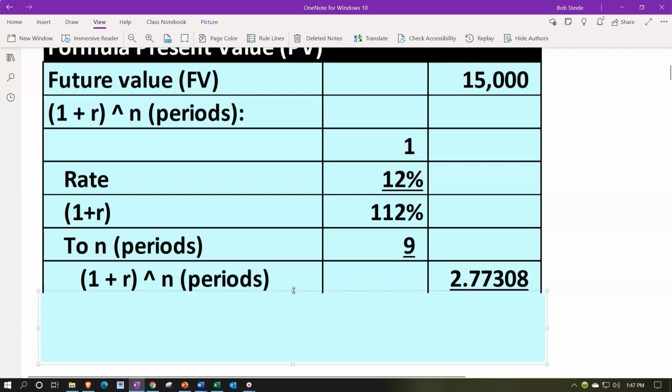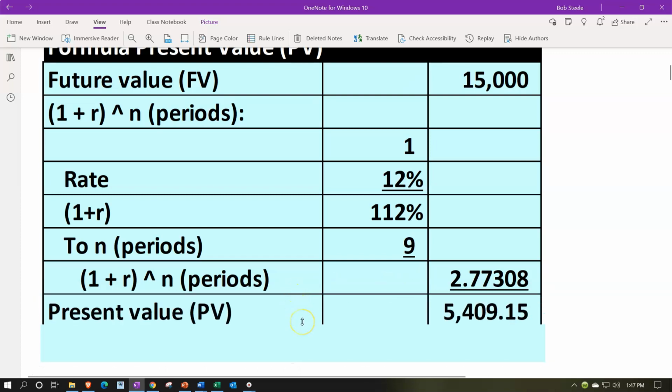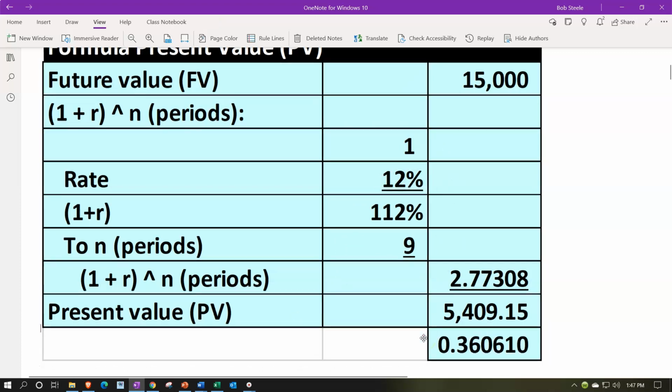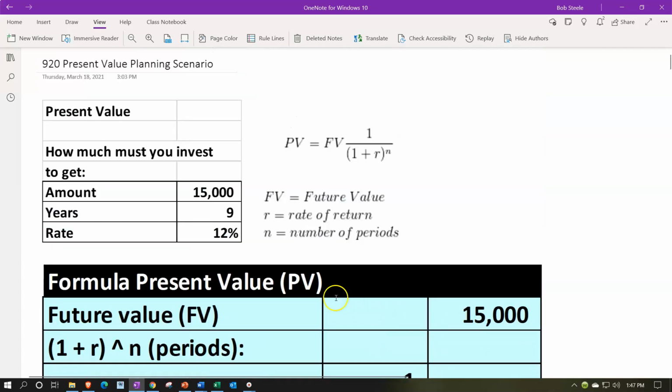If you're doing test questions, make sure that you're following the directions as to how far out they ask you to round. Then the present value is going to be this 15,000 divided by the 2.77308. That's going to give us the 5,409.15. So that means that we would take the 5,409.15 is how much we would have to invest today if we had the rate at 12% and 9 years to get to that 15,000. So that's going to be the first way we can calculate it.